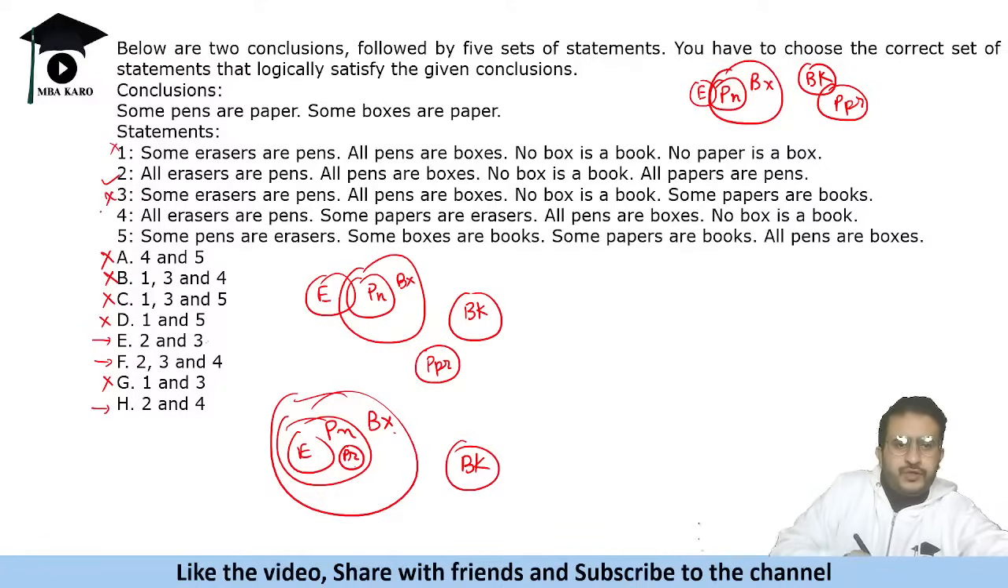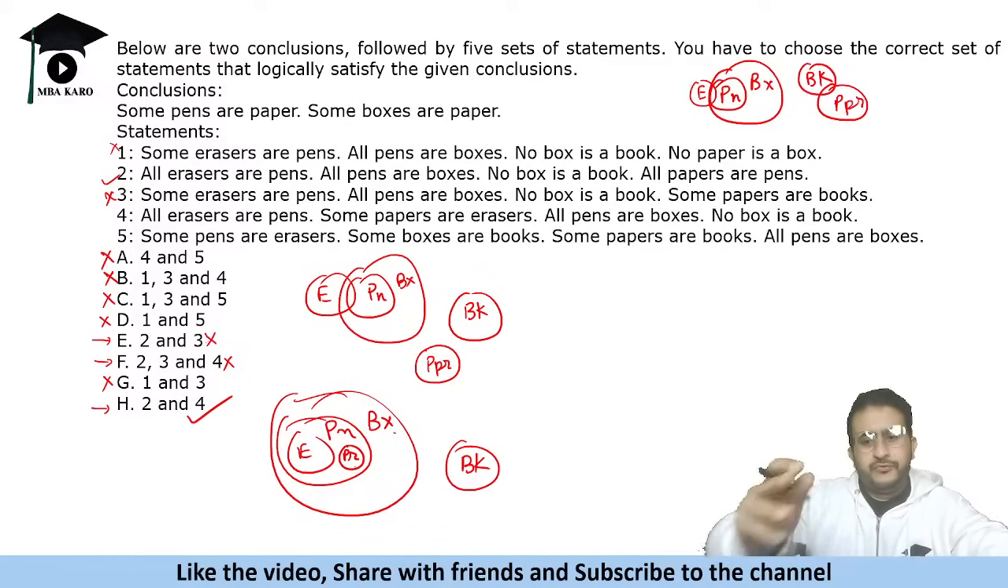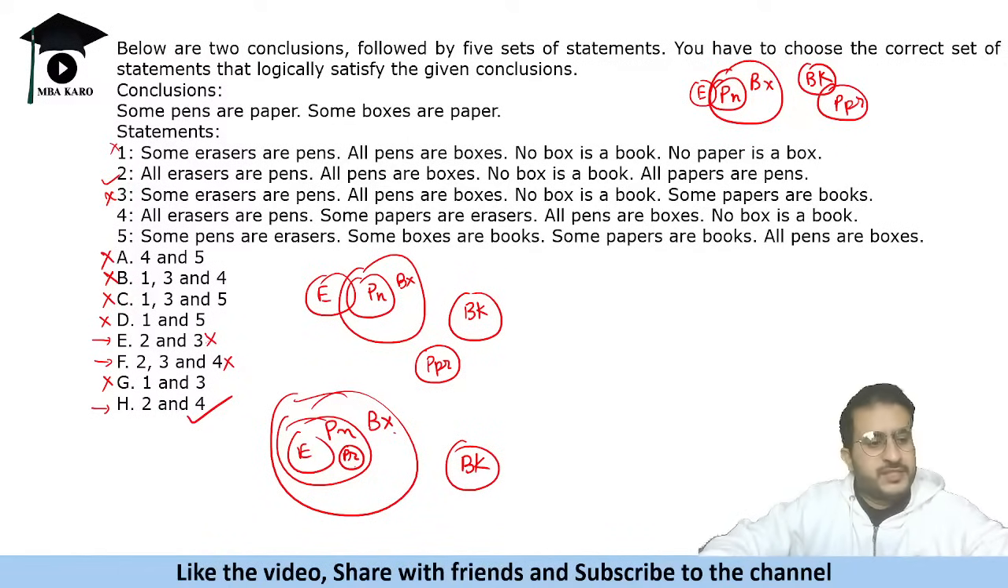So third is not true. So this is not an answer. This is not an answer. The answer should be 2 and 4. You can try the statements given in fourth, and see if they give you the conclusions.